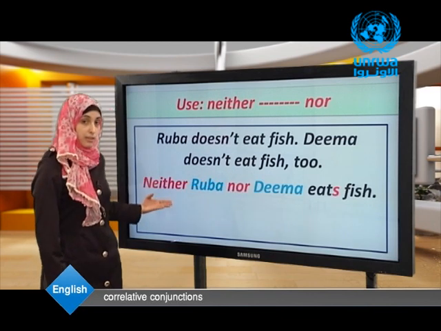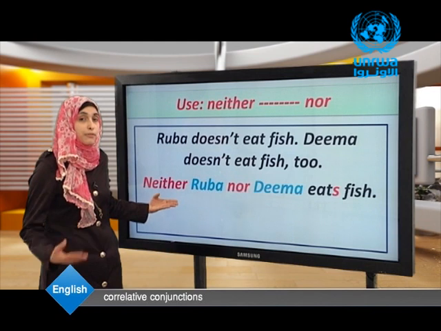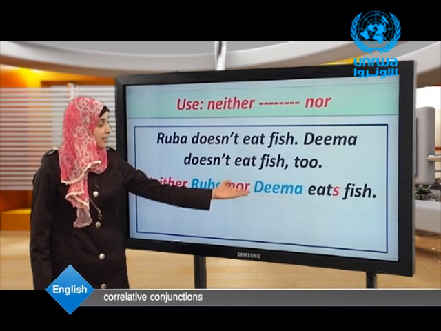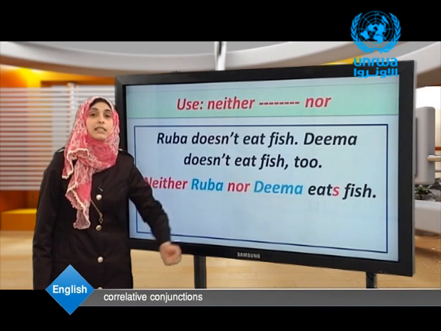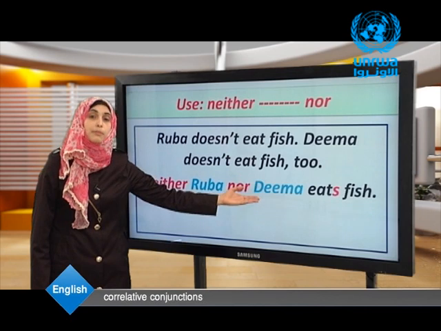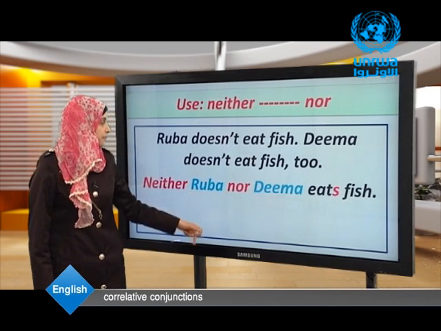We have started with neither, which gives a negative meaning to the sentence. The first noun Ruba, then nor, and then the second noun Dima, and then eats, and then fish. And notice here that eats refers to Dima, the closest subject.